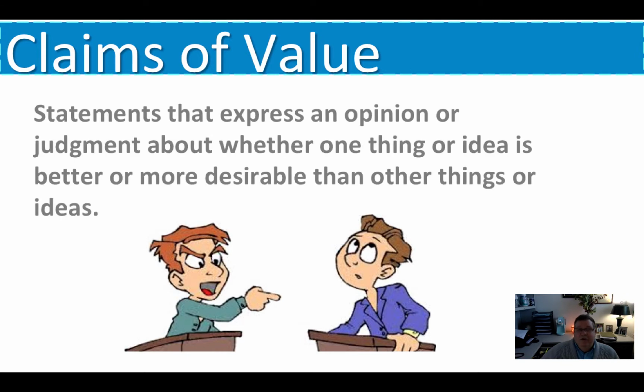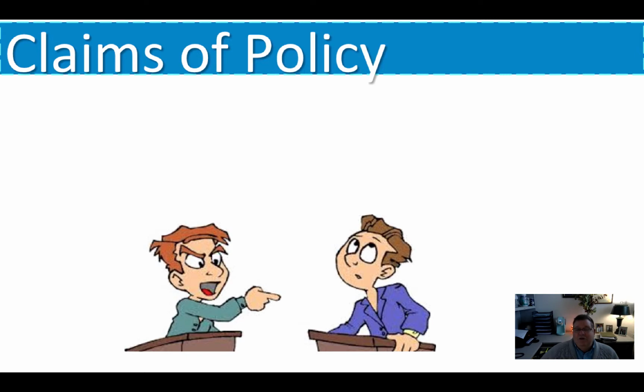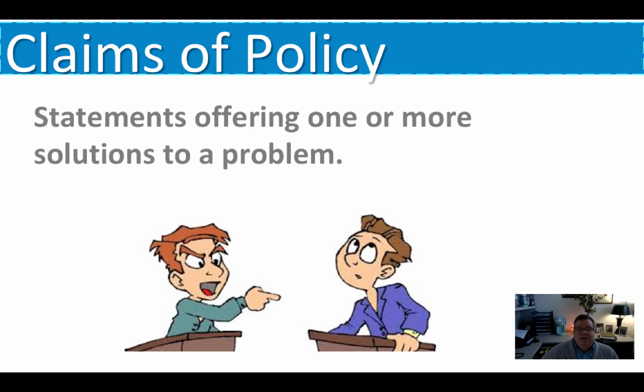Claims of value are statements that express an opinion or judgment about whether one thing or idea is better or more desirable than something else. So a claim of fact is a fact, a claim of value is an opinion, and then we have the so-called claim of policy. A claim of policy is a statement offering one or more solutions to the problem. So if you're discussing an issue and then want to offer some possible solutions, that would be a claim of policy.